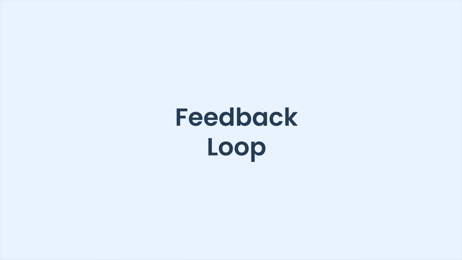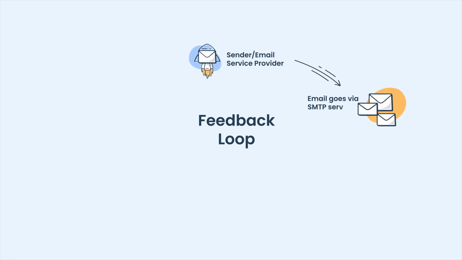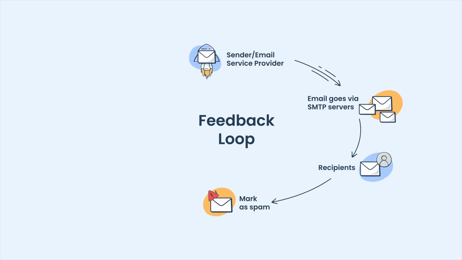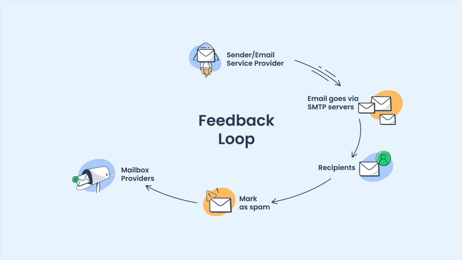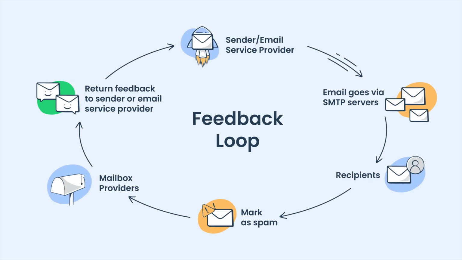An email feedback loop, commonly known as FBL, is a service many mailbox providers offer. The process unfolds as follows. You send an email. It's routed through SMTP servers, reaches the recipient's inbox, and the recipient marks it as spam. This action initiates an alert within the email service provider's system. This alert is logged, and a detailed feedback report is generated and sent back to you.